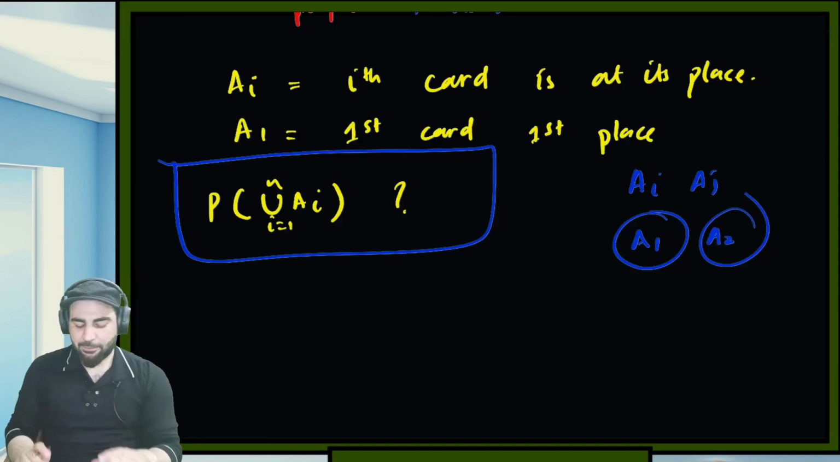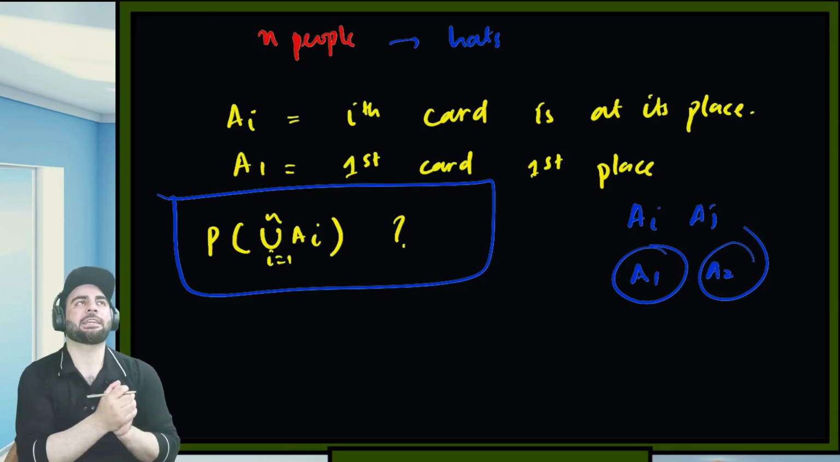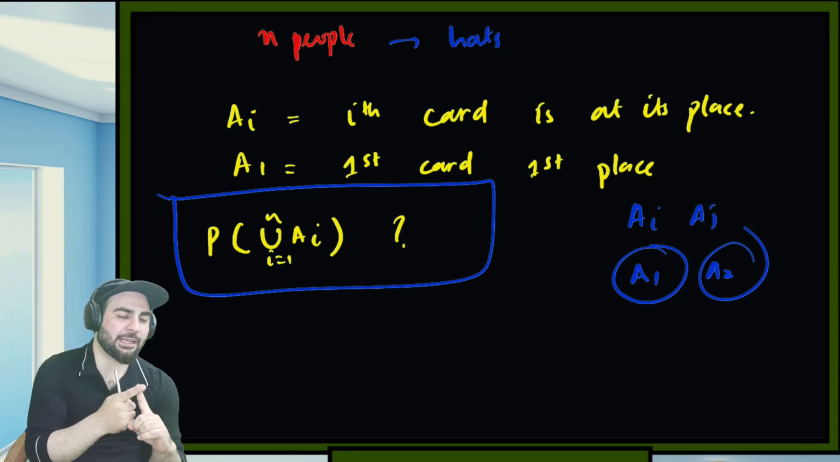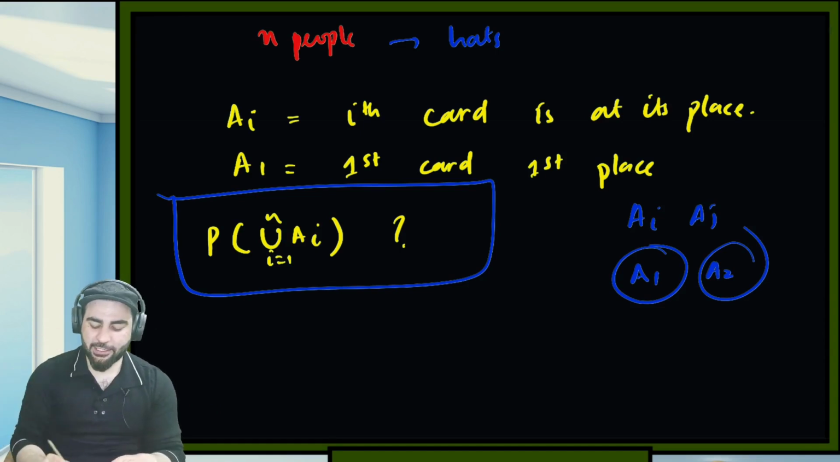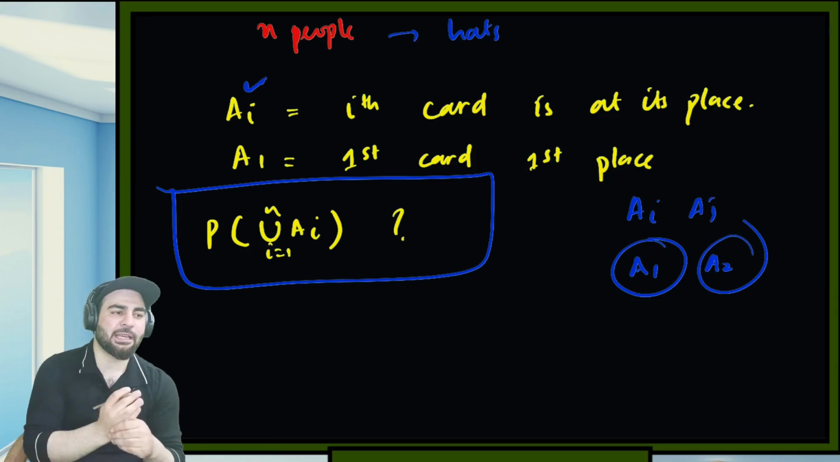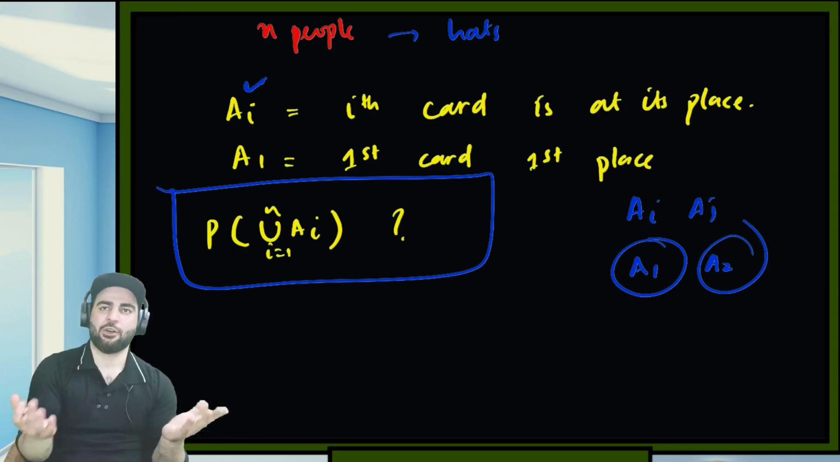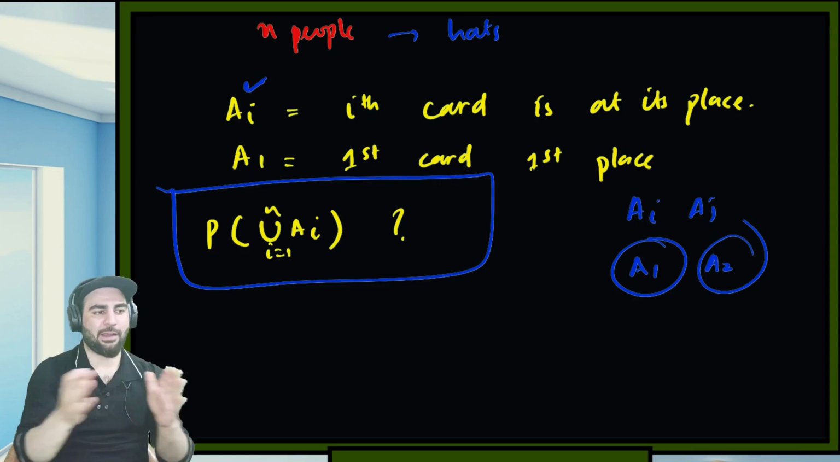So let me introduce this again. What I said is, if you have a problem, the first thing is to come up with the event that you think is favorable. The favorable event here is that at least one of the cards should be at its original position. I denoted that with Ai, so Ai means the ith card is at the ith place. If I write A1, that means the first card is at its first place. If I write A2, the A2 event means the second card is at the second place. And now we have N cards in total.